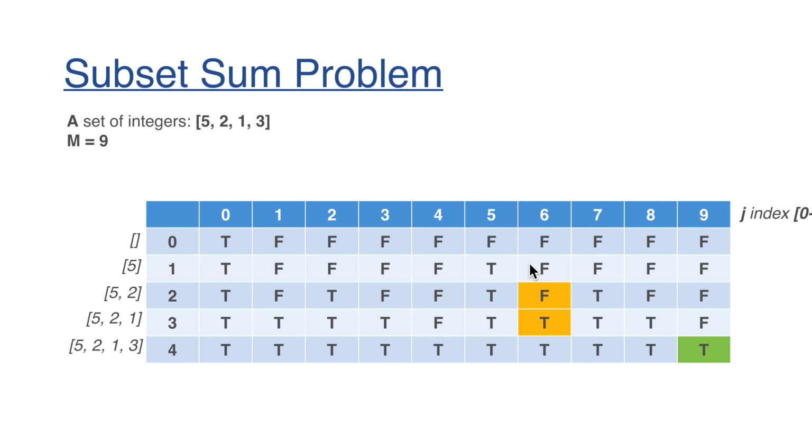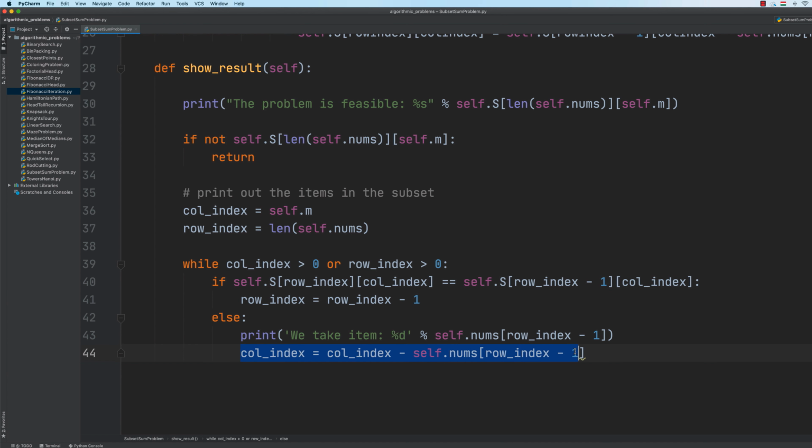So this is what we have been talking about: if the two values are not the same, then we are standing at column index 6. We include the item 1, so 6 minus 1 will be 5. So we decrement the column index by the actual integer, and we decrement the row index by 1.